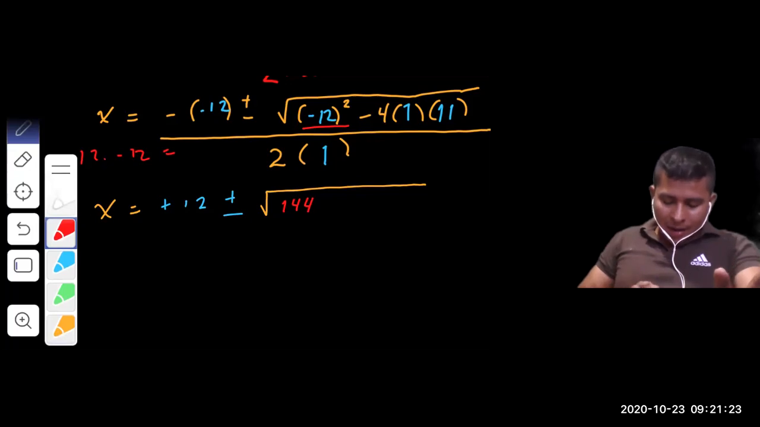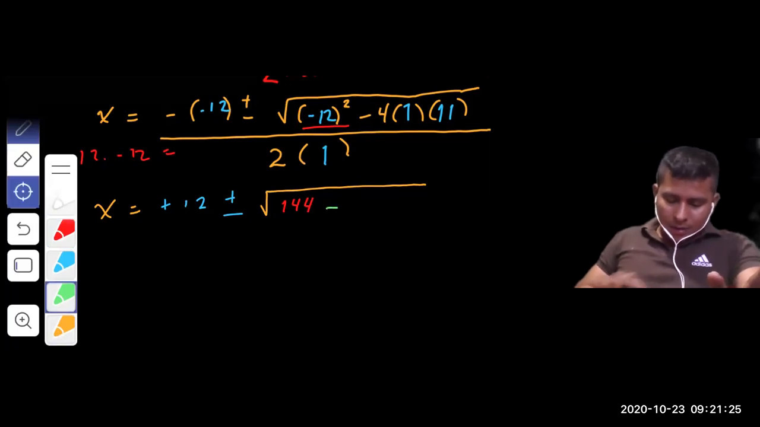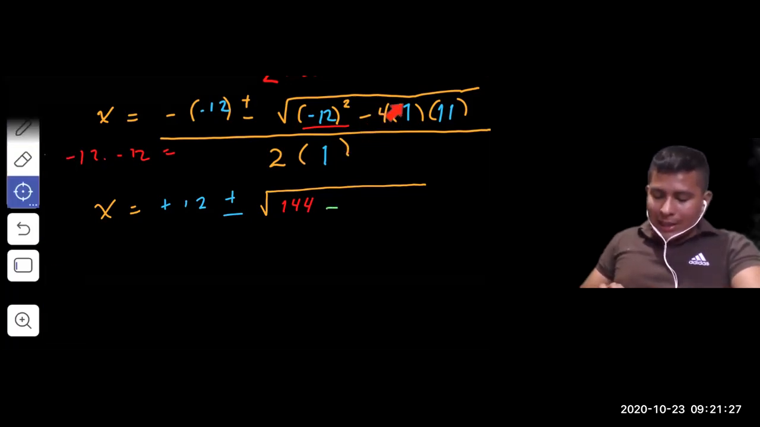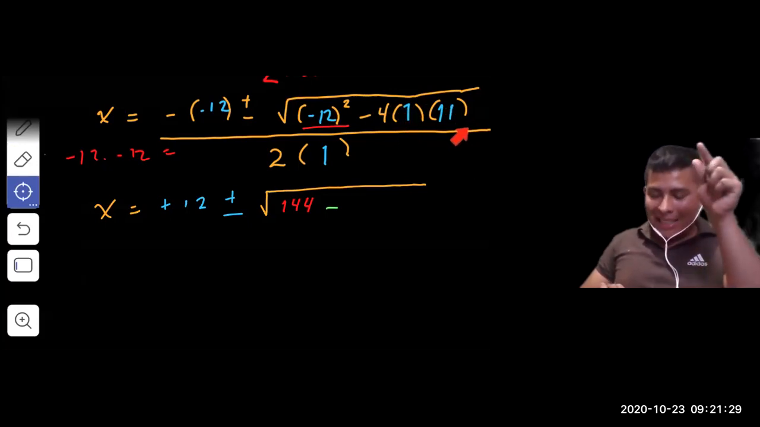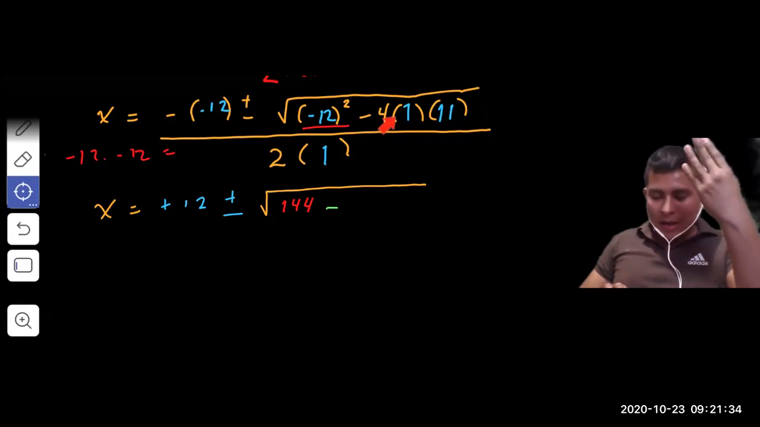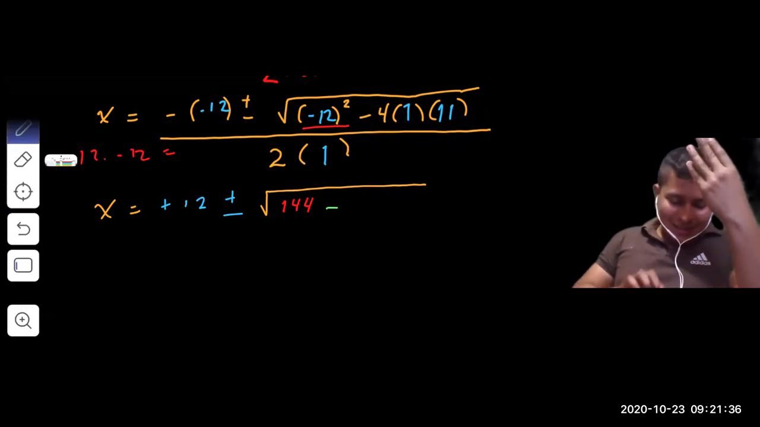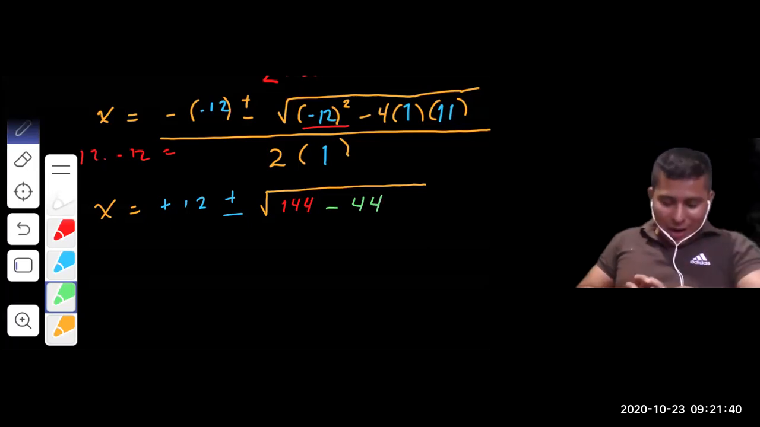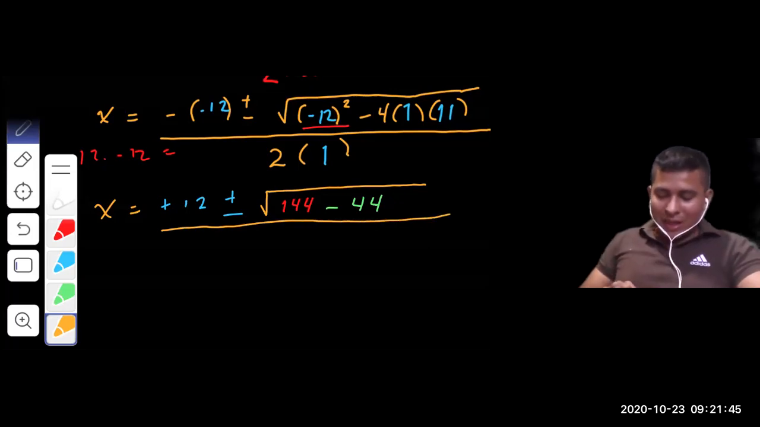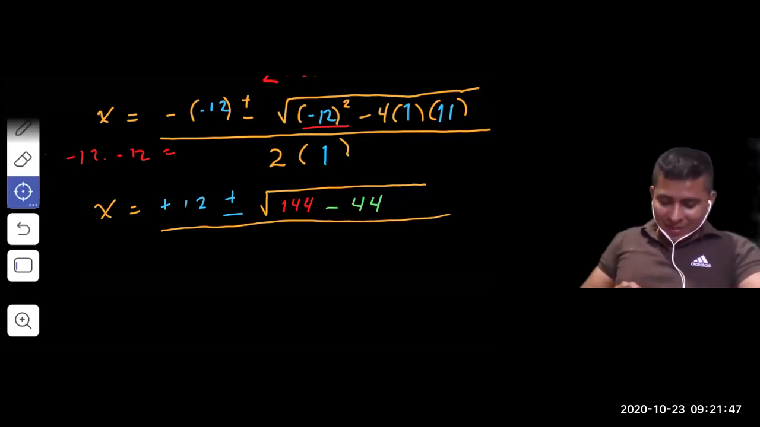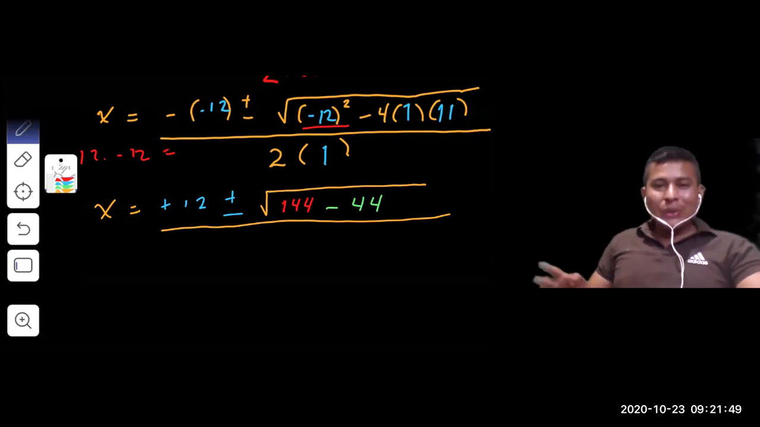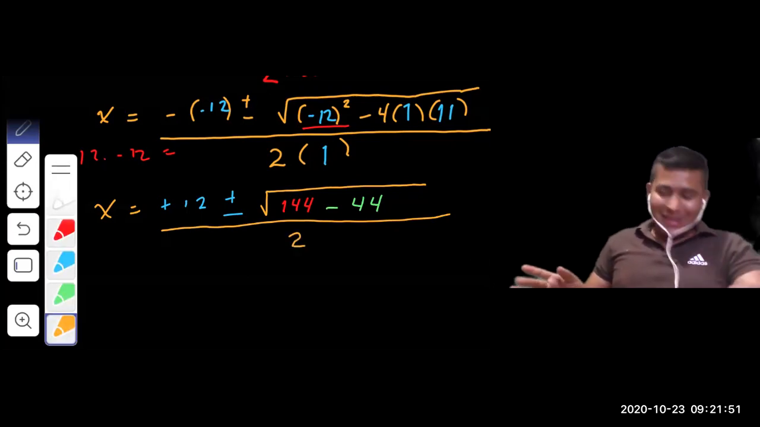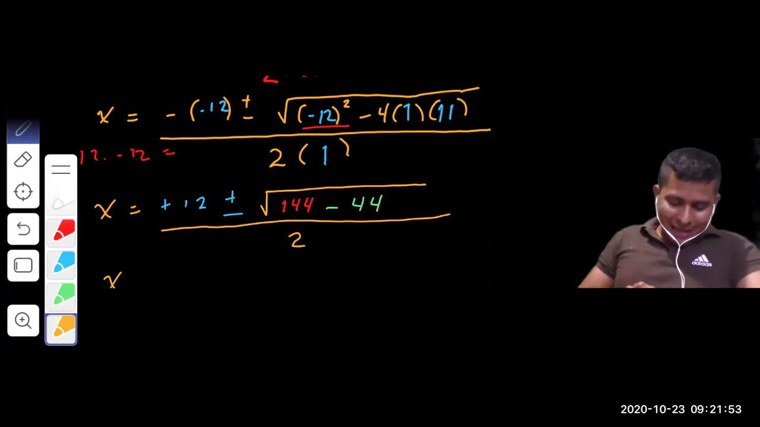Minus, let's continue. Minus 4 times 1 times 11. One at a time. 4 times 1 is 4. 4 times 11 is 44. Thank you. Over, we are just simplifying this, over 2 times 1, an easy one. 2 times 1 is just 2. That's it. X, let's continue, guys.